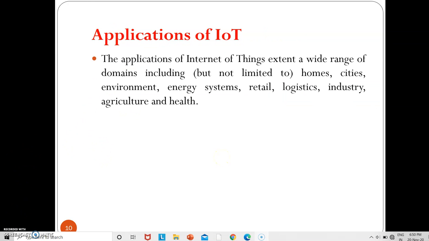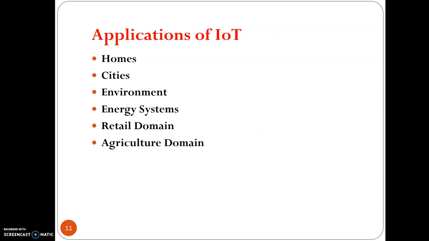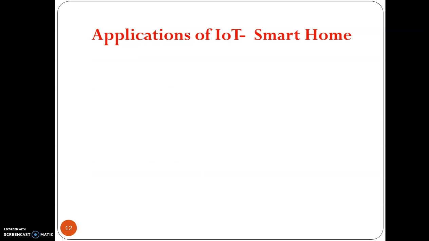The applications of IoT extend to a wide range of domains, which include home, cities, environment, energy systems, retail, agriculture, industrial applications of IoT, health and life cycle. In this particular segment of the video, we are going to discuss these application areas, but they are not going to be the only application areas of IoT. Rather, there are many application areas of IoT.